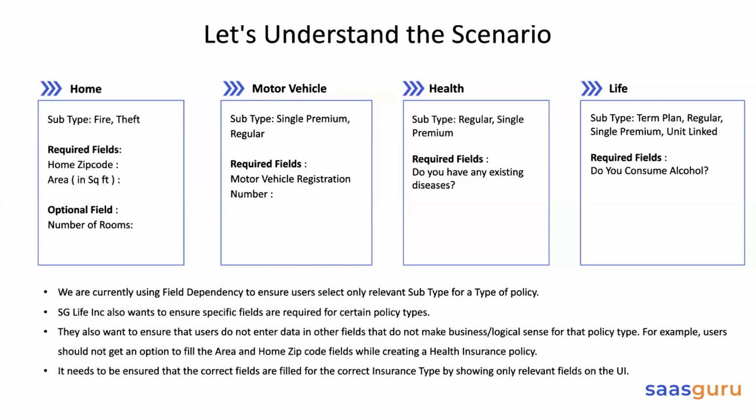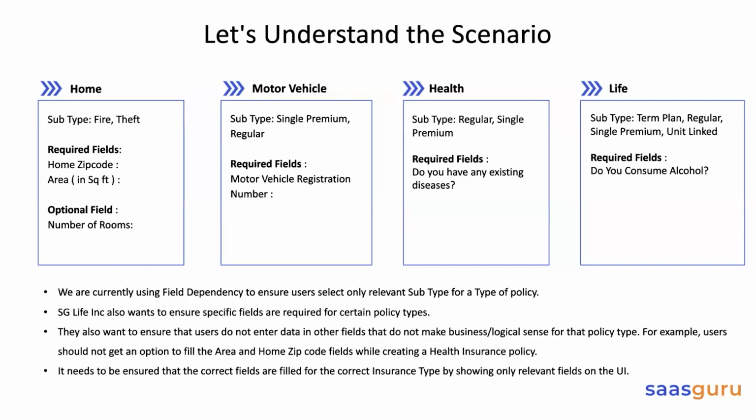And also there are possibilities that they might end up populating information which may not be required. For example, if they're selling health, they are populating information related to home, motor vehicle, or life, which does not make sense from the business perspective. Now, to avoid these scenarios and to ensure that users are not entering data in other fields that do not make business sense, logical sense for that policy type, record types can be introduced to track the type of policy that we are selling.